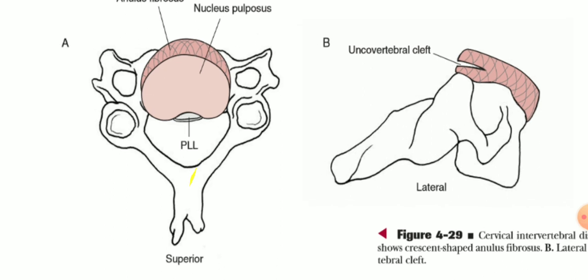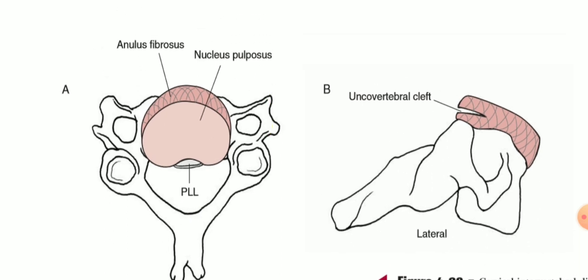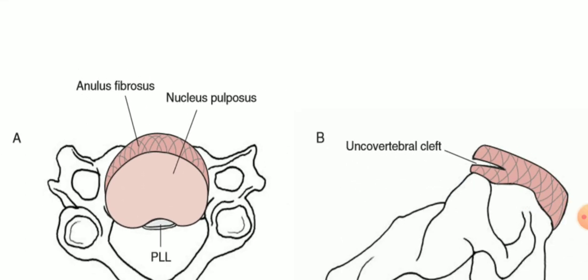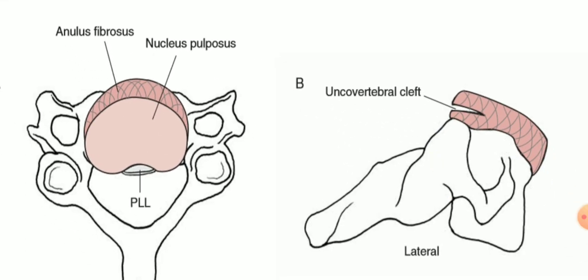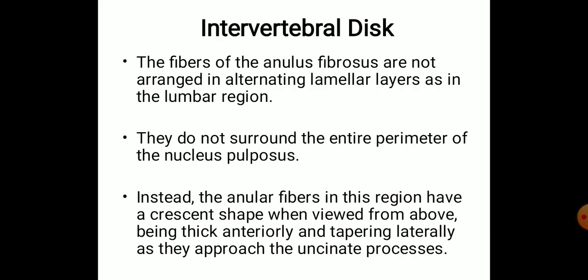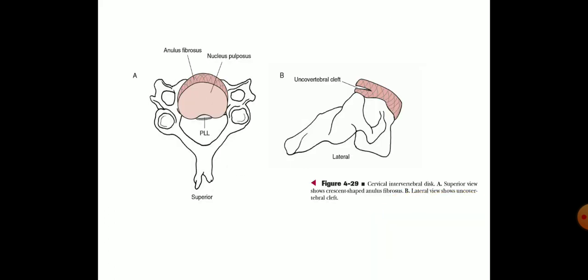So this is the exact structure of the intervertebral disc in the cervical region. In the lumbar region, the annulus fibrosus surrounds the whole nucleus pulposus. But in the cervical region, it is not covering the whole nucleus pulposus, and it has a crescent shape when we view it from the superior view.